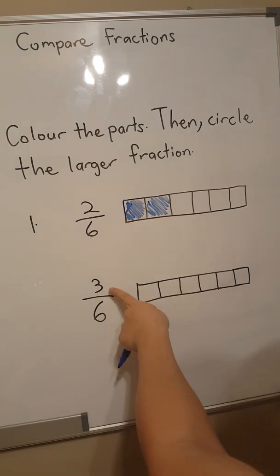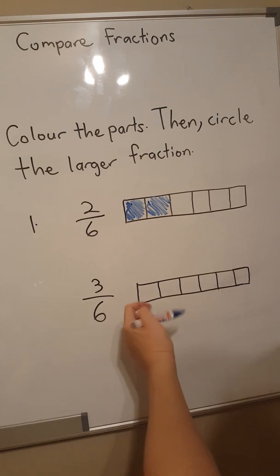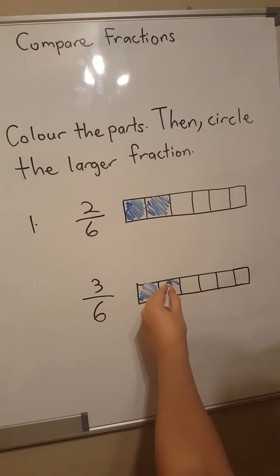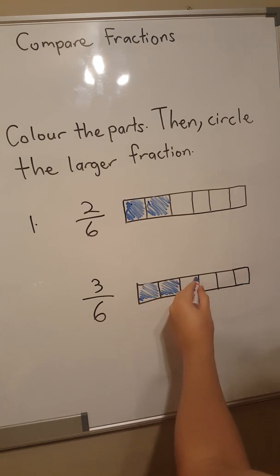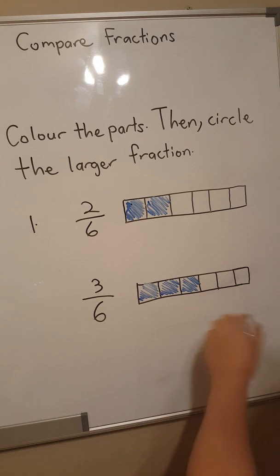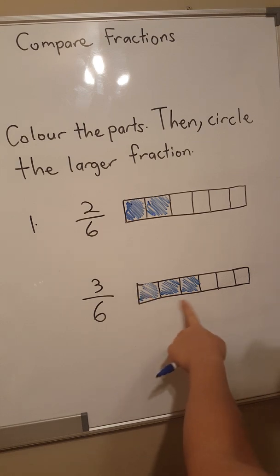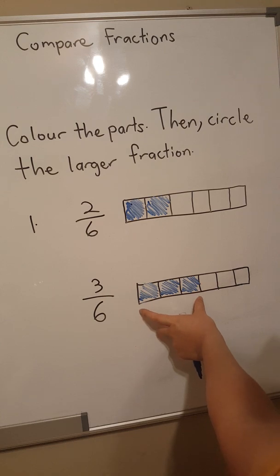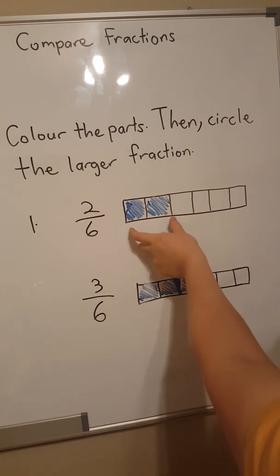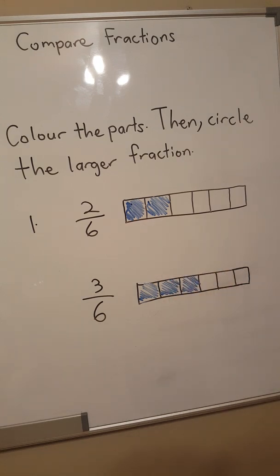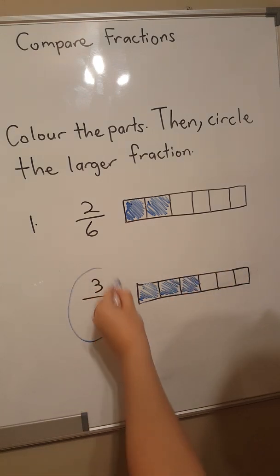Now, for 3 over 6, we can color 1, 2, and 3. So from here, we can clearly see which is the larger fraction. We can clearly see that 3 over 6 is larger than 2 over 6. So we circle the larger fraction, 3 over 6.